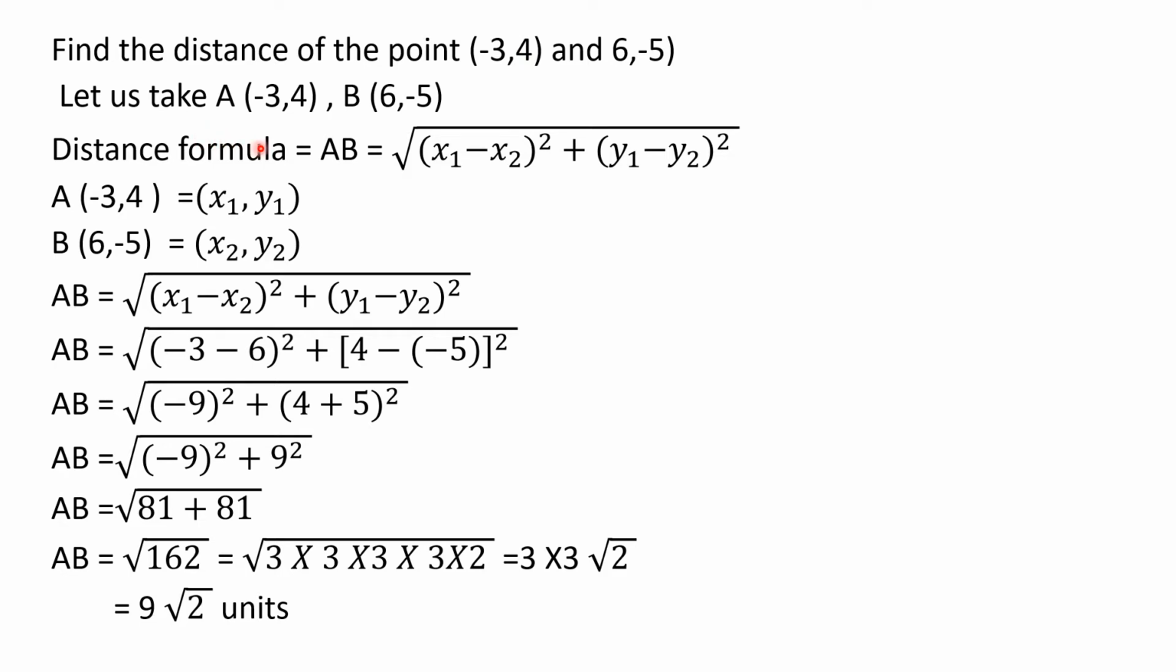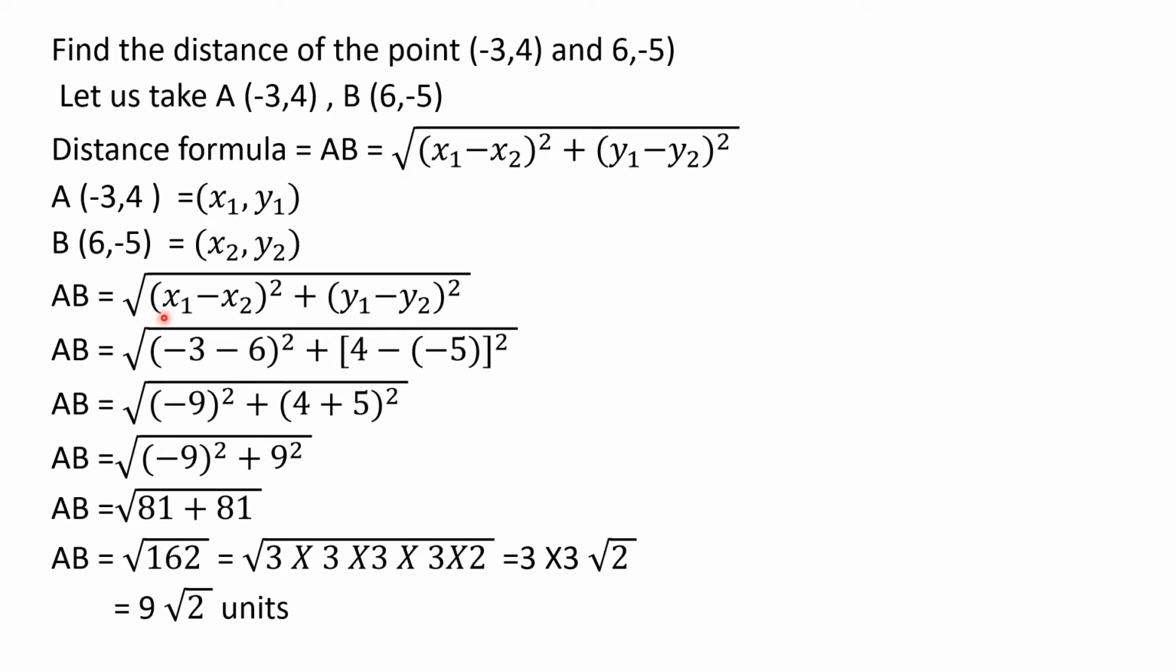Let us take A equal to minus 3 comma 4 and B equal to 6 comma minus 5. The distance formula: AB equal to square root of x1 minus x2 the whole square plus y1 minus y2 the whole square. This formula only we are going to apply. A equal to minus 3 comma 4. We are going to take minus 3 as x1 and 4 as y1. In the same way, 6 as x2 and minus 5 as y2, and we are going to apply it in the formula.